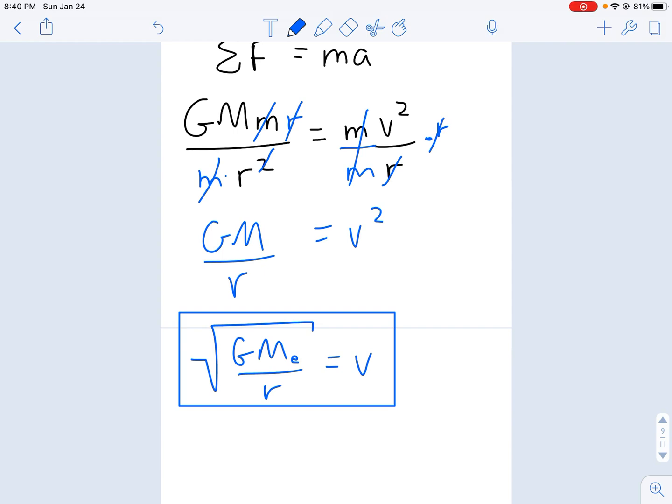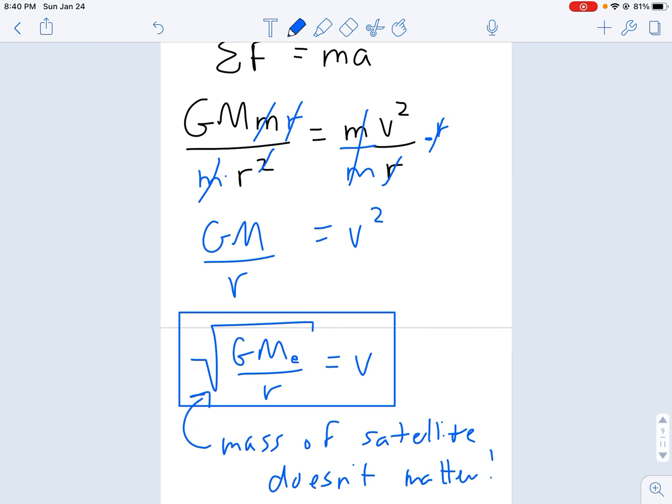So what this equation tells us right here is the mass of the satellite doesn't matter. It's not in the equation. It's inconsequential. So the velocity does not depend on the mass of the satellite. So even though you are launching a lighter satellite, it says it's half the mass, that does not factor into the velocity. So in this case, the velocities will be the same.